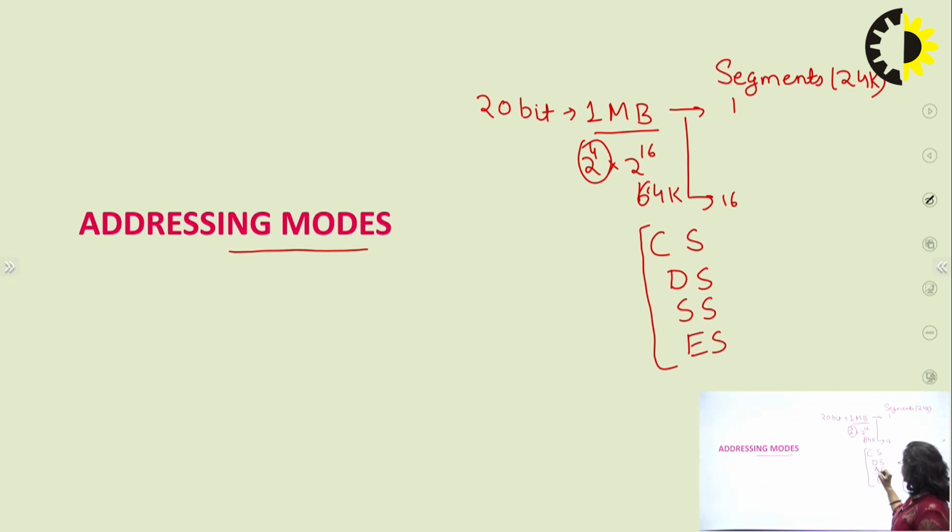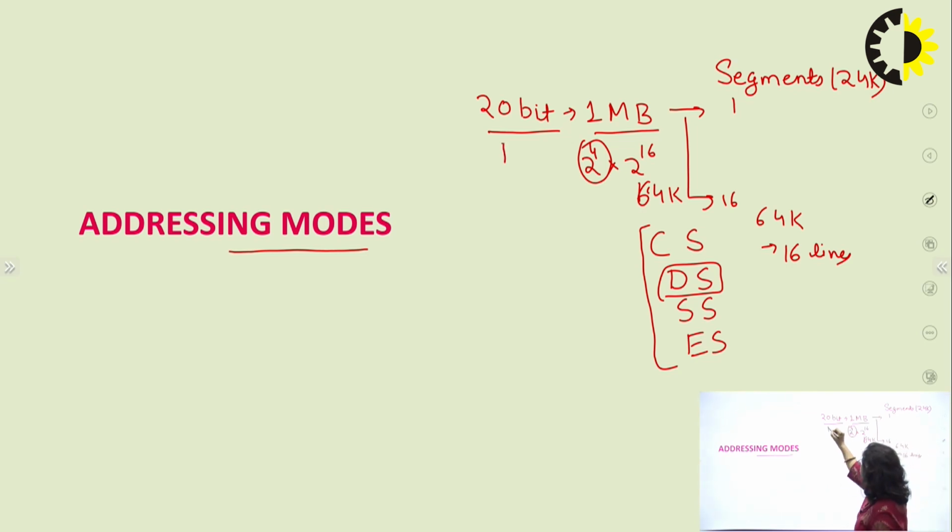If we talk about memory, each segment is of 64K, that is, its address bus is of 16 lines, whereas the overall address bus is 20-bit. The 20-bit address constitutes the physical address of memory, whereas the 16-bit address constitutes the effective address.